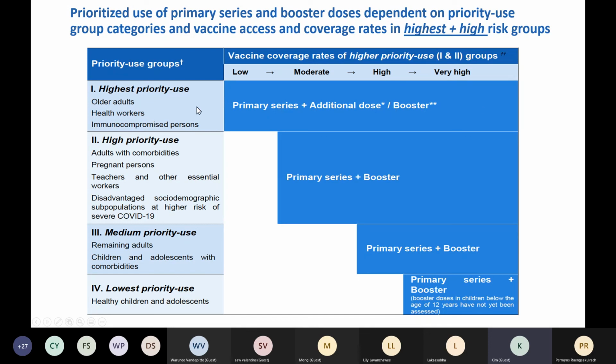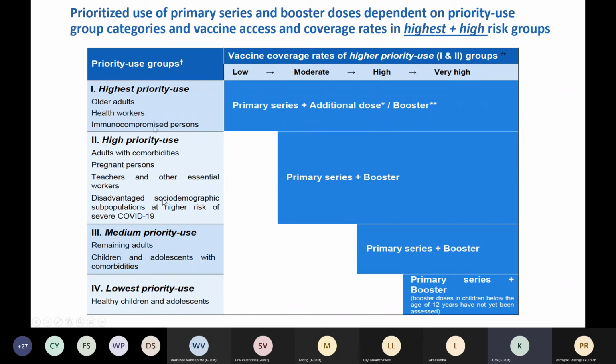Now, if a country has a lot of vaccine availability and has good coverage, then they should be vaccinating all priority use groups. In other words, all 4 of these groups. If there is less high coverage, then they should really just be vaccinating the highest priority groups and not vaccinating the lowest priority group. And so it goes on.